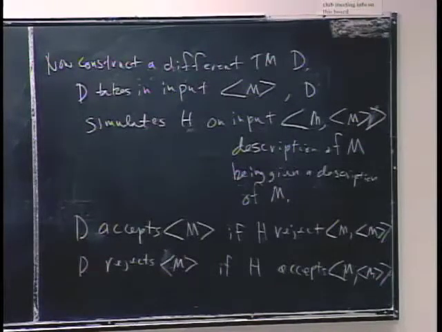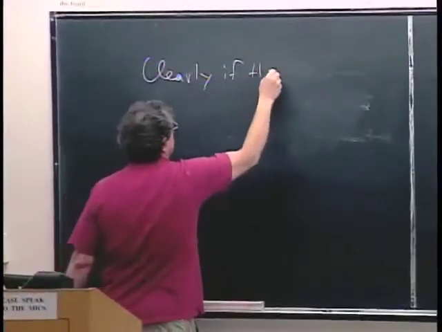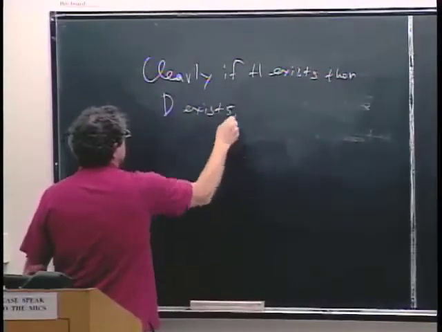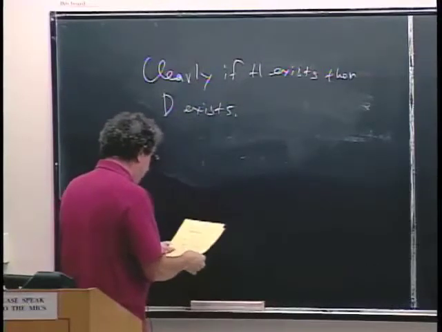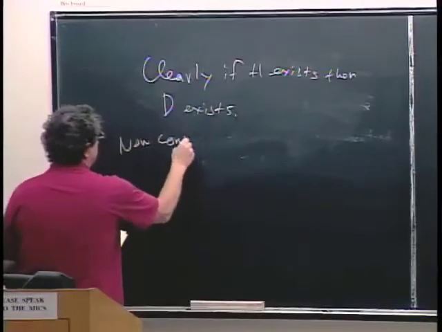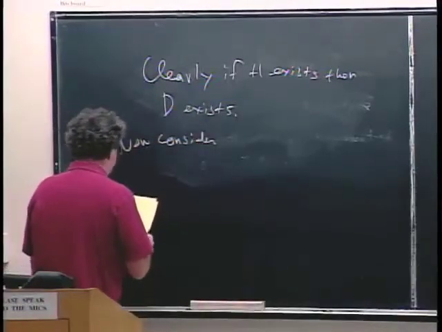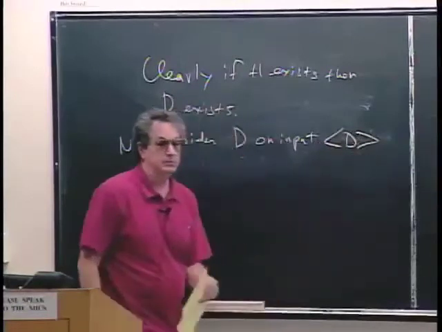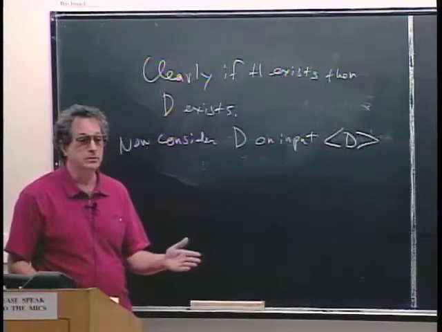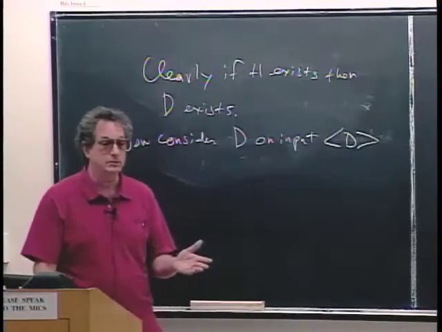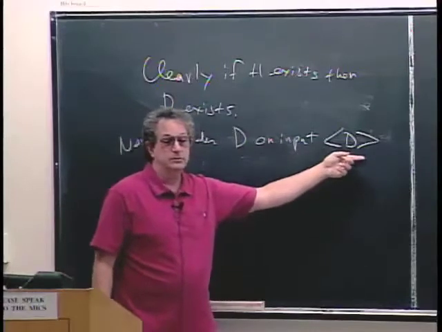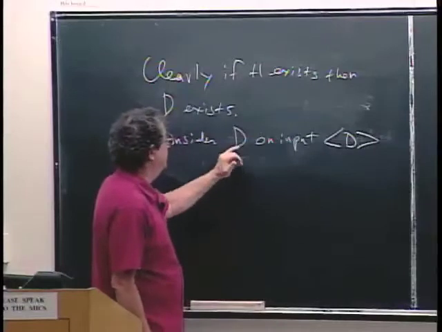Let me maybe go over here. Clearly, if H exists, then D exists. Okay, that's what I've established so far. Now, consider D on input D. We just said if H exists, D exists. What does D do? D takes in a description of a Turing machine. It can take in a description of any arbitrary Turing machine. So there's no reason why D can't take in a description of itself. Okay. So consider what happens when D takes input D.